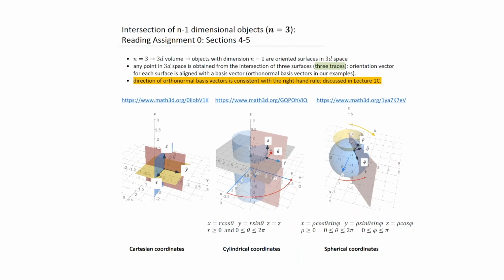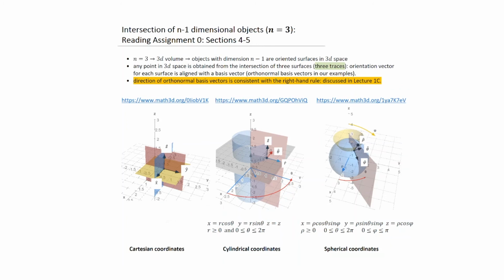So the orientation vectors in 3. The orientation vector for each surface is aligned with the basis vector. Again, we're talking about orthonormal basis vectors in our examples. And the direction of the orthonormal basis vectors will be consistent with the right-hand rule, as will be discussed in Lecture 1C. So let's look at three different examples, starting with the Cartesian coordinates.